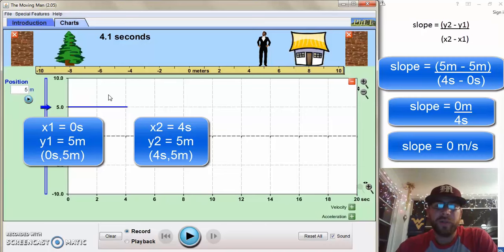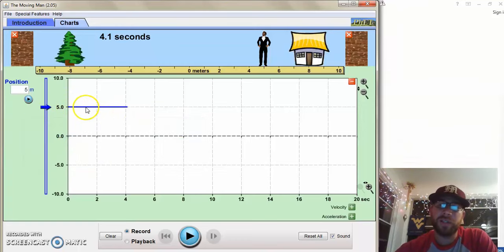But what is this slope telling us, this slope of 0? Well, it's relating the change in his position to the change in time. It is saying that as time went on, there was no change in position for that given amount of time.